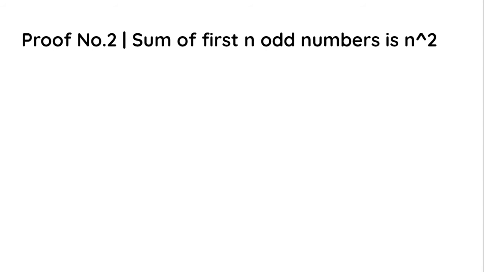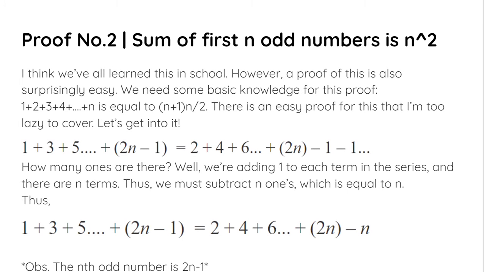Proof number 2, the sum of the first n odd numbers is n to the power of 2. So we've definitely learned this in school, at least I have, but we don't really see this proof in school, but it's pretty easy to prove. We need some basic knowledge for this proof. 1 plus 2 plus 3 plus 4 all the way to plus n is equal to n plus 1 times n over 2. There is a proof for this too that is quite easy, but I'm too lazy to go over it in this video. Let's get into it.